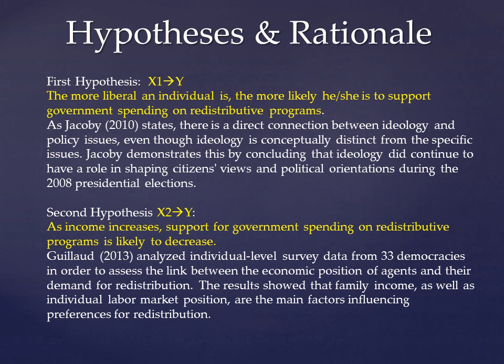Our second hypothesis is as income increases, support for government spending on redistributive programs is likely to decrease. Our results are derived from Gillard 2013, who found that family income as well as individual position in the labor market are main factors influencing preferences for redistribution.